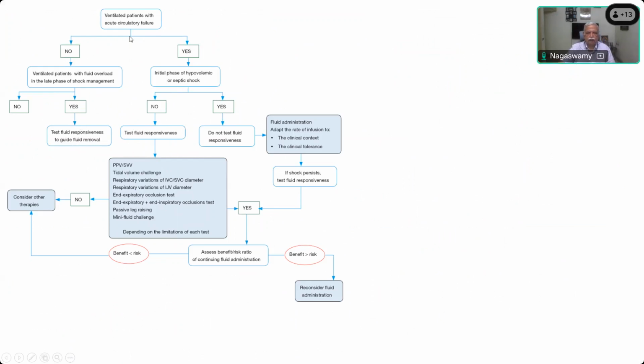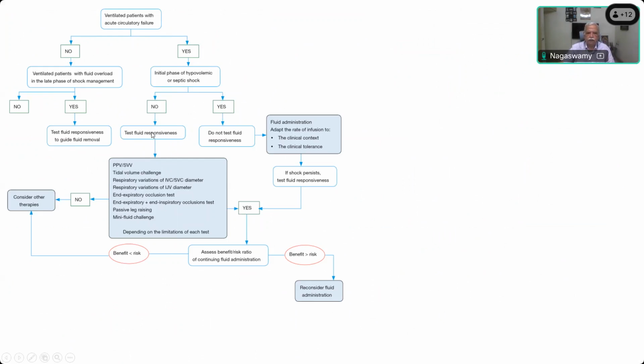So first thing we have to make sure, as I said earlier, only when the heart and lungs are performing normally, fluid responsiveness test will be useful. If the patient has features of acute circulatory failure and features of shock, then don't perform the fluid responsiveness test. Only when the patient has a normally functioning heart and is being mechanically ventilated, that is the patient who is the ideal candidate for testing fluid responsiveness.